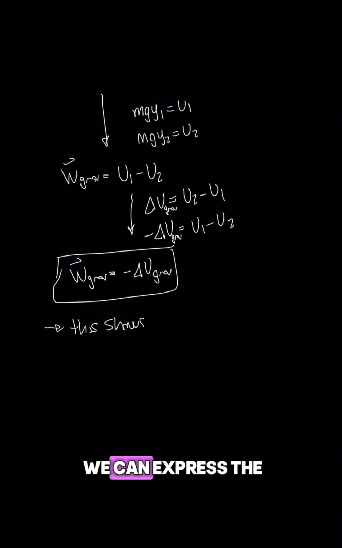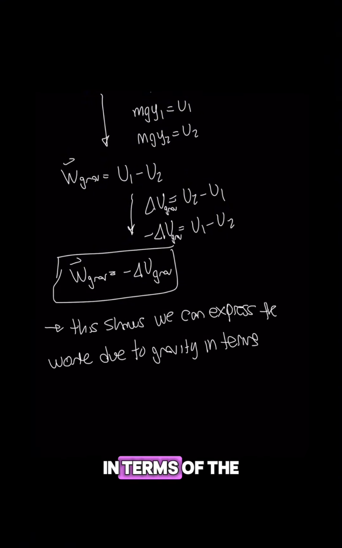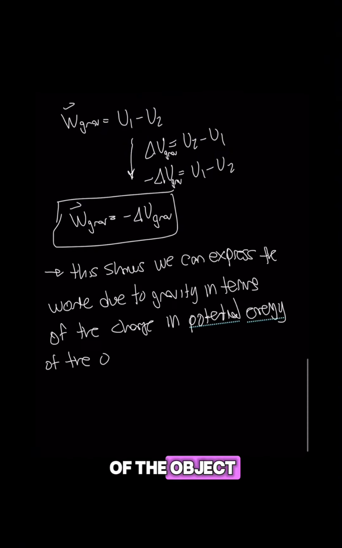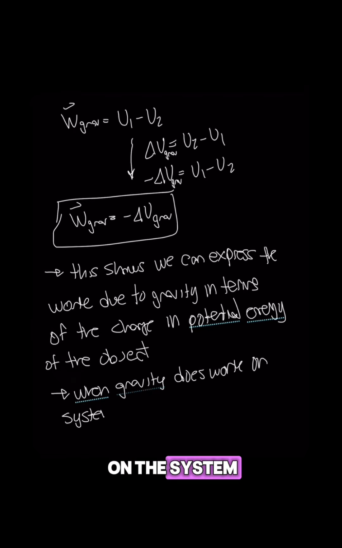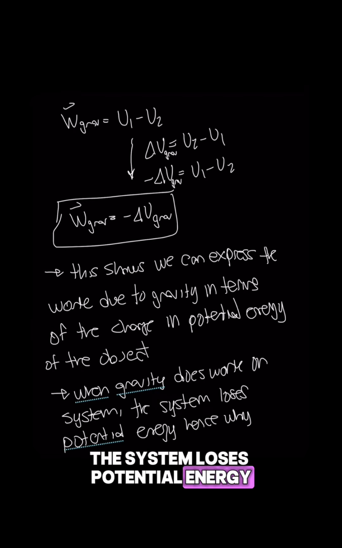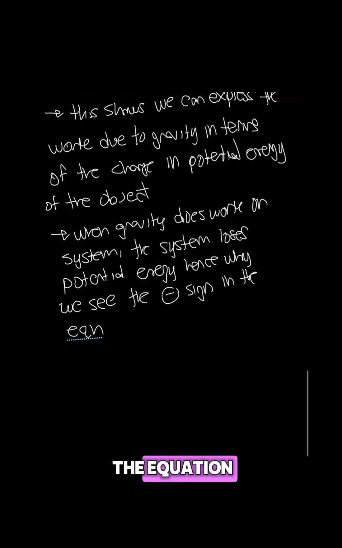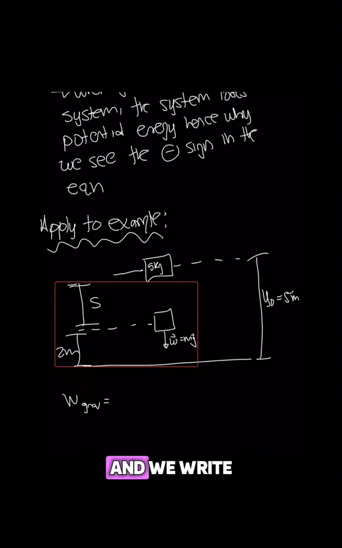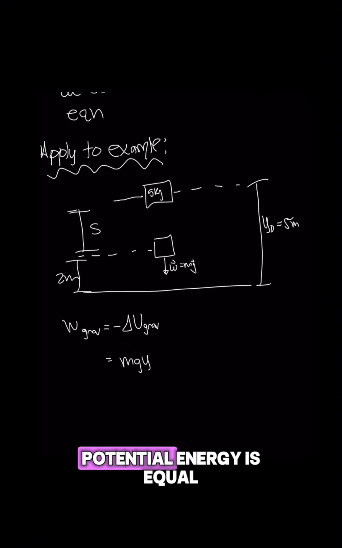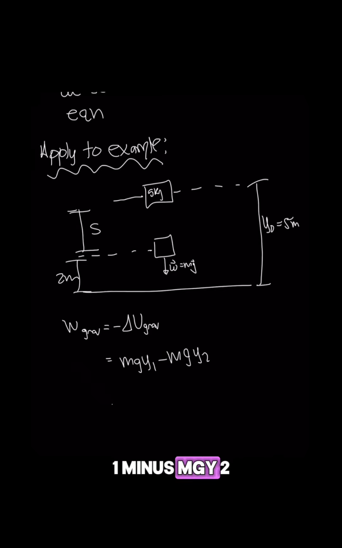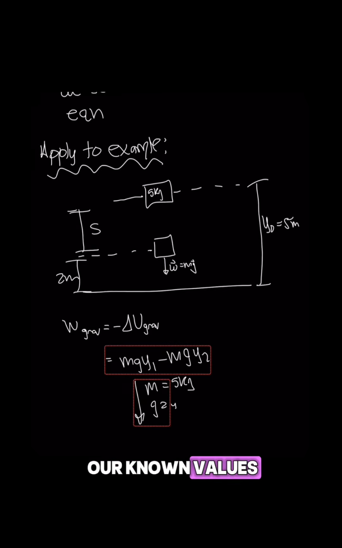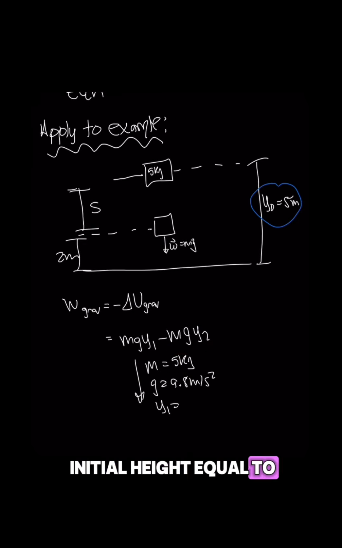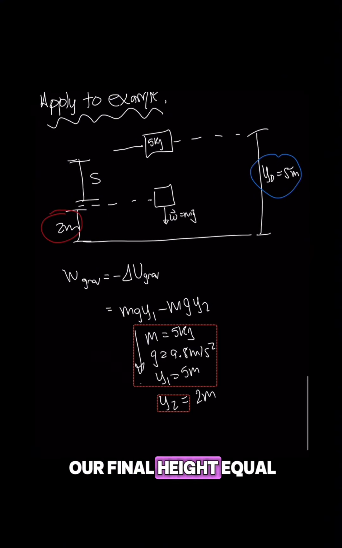And this shows that we can express the work due to gravity in terms of the change in potential energy of the object. When gravity does work on the system, it loses potential energy, hence why we see the negative sign in the equation. And this can be better shown by applying it to our example. So if we apply our equation and we write the change in gravitational potential energy is equal to mgy1 minus mgy2, we can plug in our known values where y1 is our initial height equal to 5 meters, and then y2 is our final height equal to 2 meters.